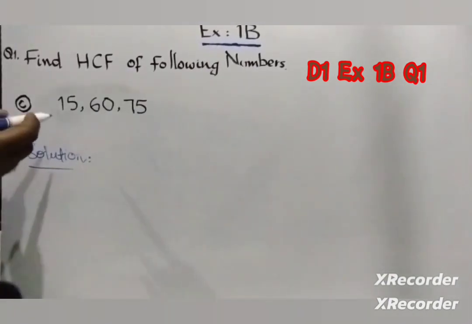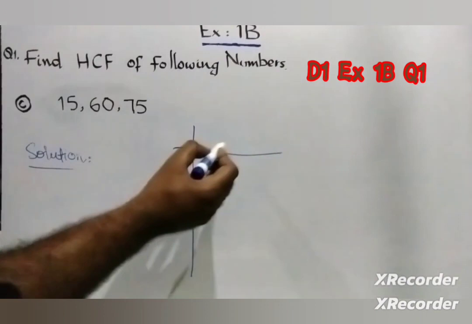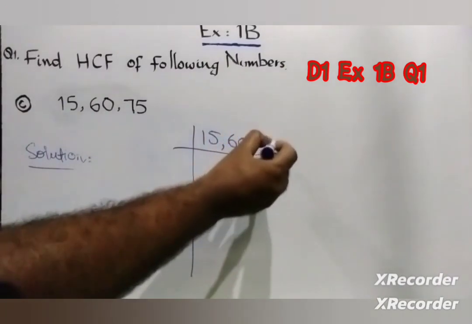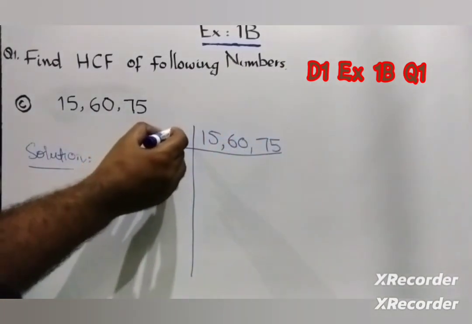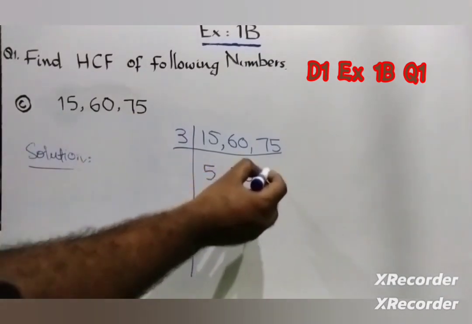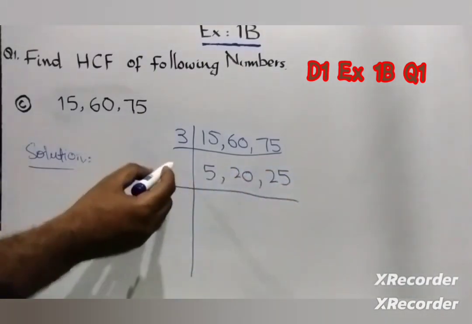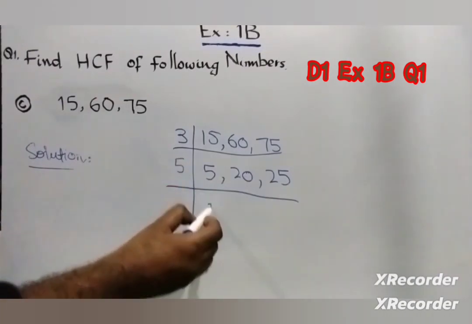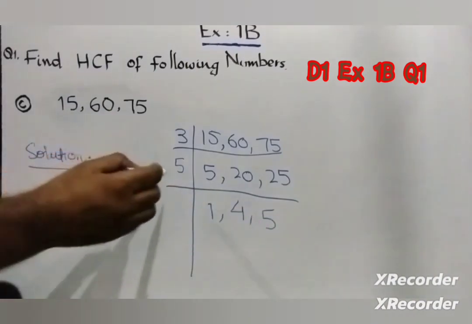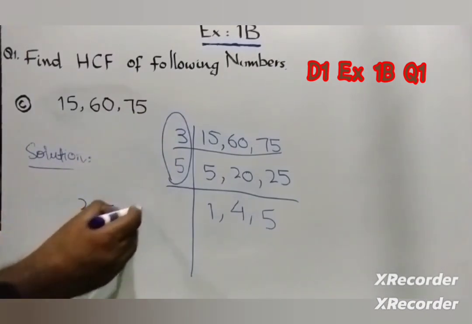Similarly for question number 3, that is 15, 60 and 75. First common factor is 3, that is 3 5s are 15, 3 20s are 60 and 3 25s are 75. Our second common factor is 5, 5 4s are 20 and 5 5s are 25. So these two are our common factors, that is 3 multiplied by 5, 15.